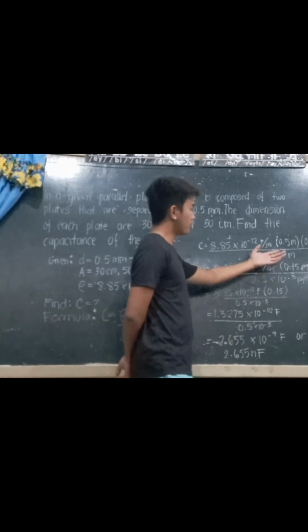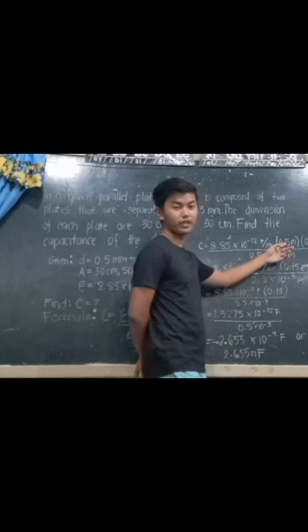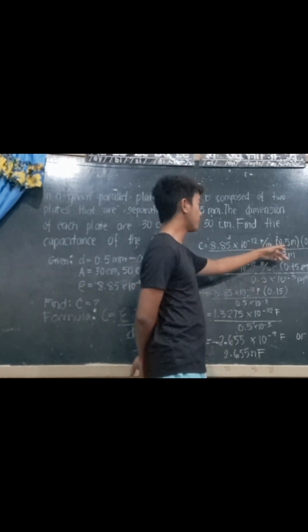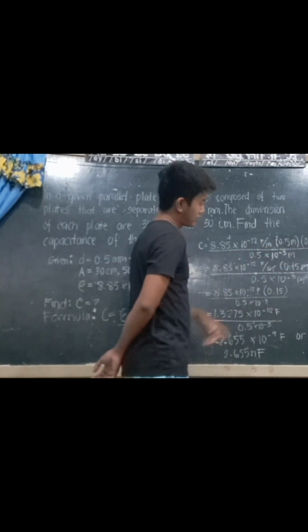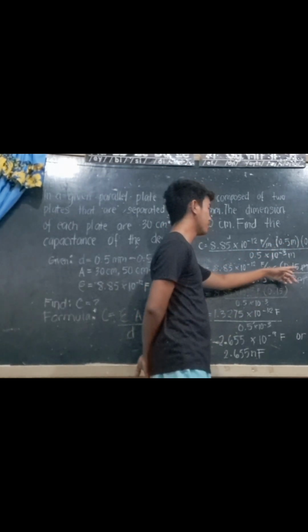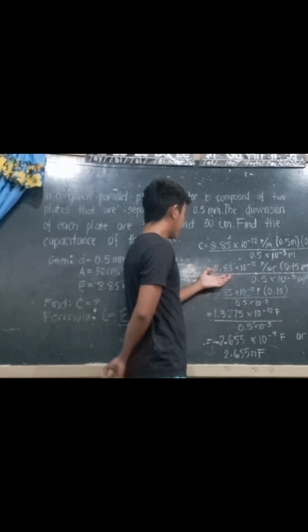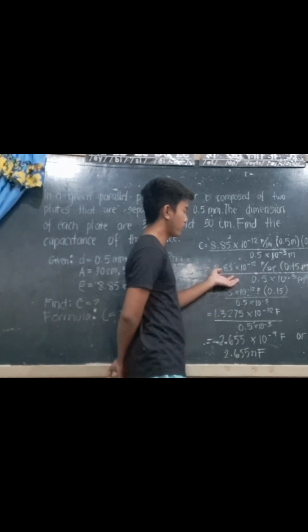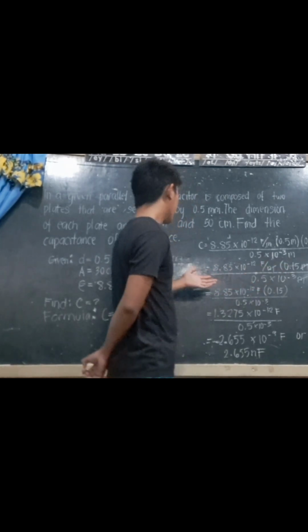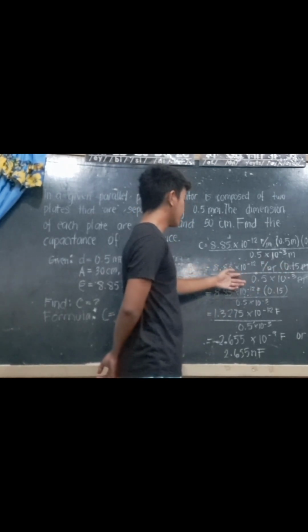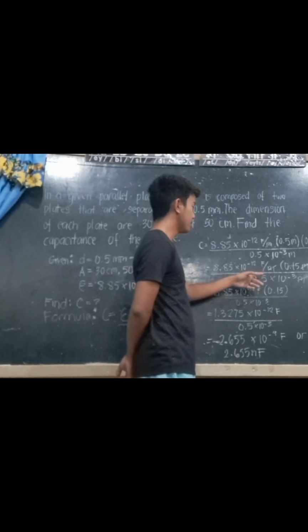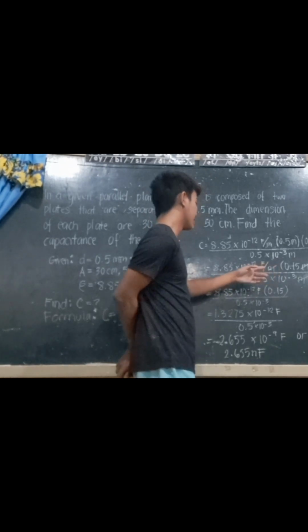First, we need to multiply the two values of the area, which is 0.5 and 0.3, which is equal to 0.15 meters squared. After that, we need to multiply the value of the permittivity of free space with the value of the area. So 8.85 times 10 to the power of negative 12 farad per meter multiplied by 0.15.